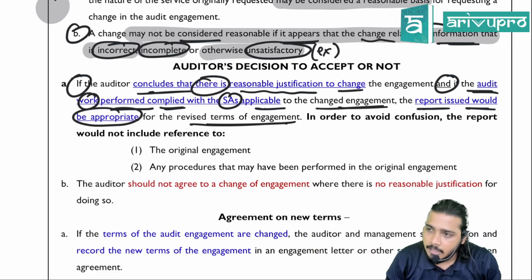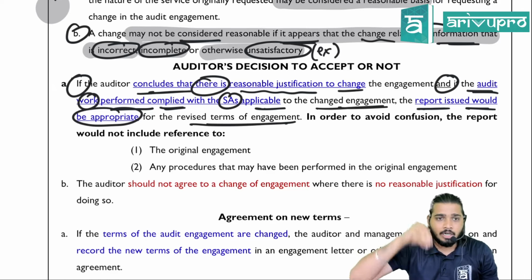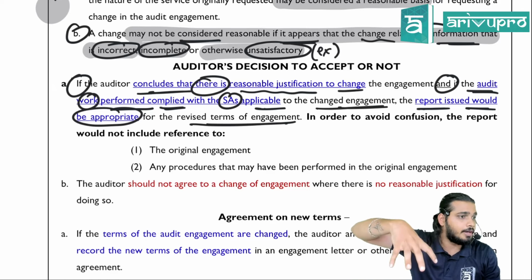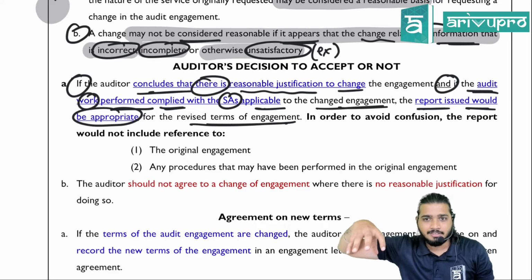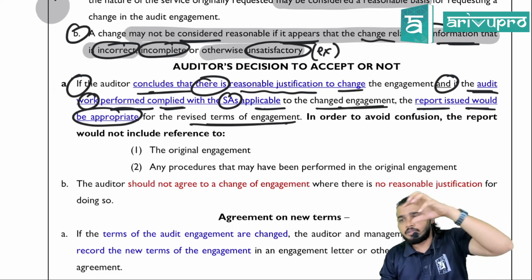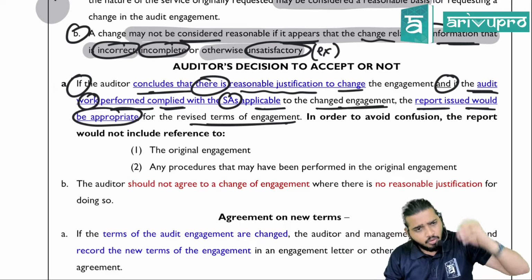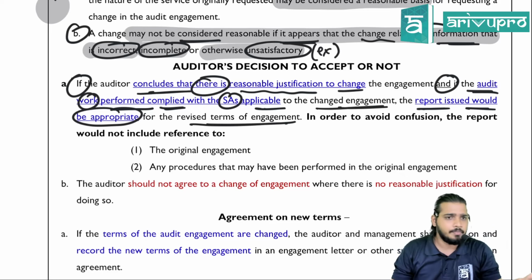Understood? Clear? You may not get clarity because a lot of things are going on in your head. I told you, when the standards start, you'll realize what audit is. Now, take it slow, absolutely no issues. Go home today, read the standard. If you have a doubt, come tomorrow with the doubt. No issues for me.